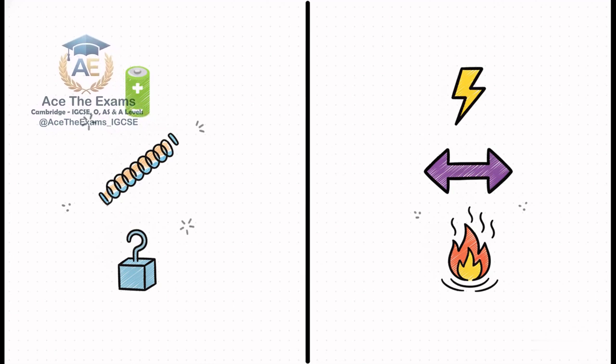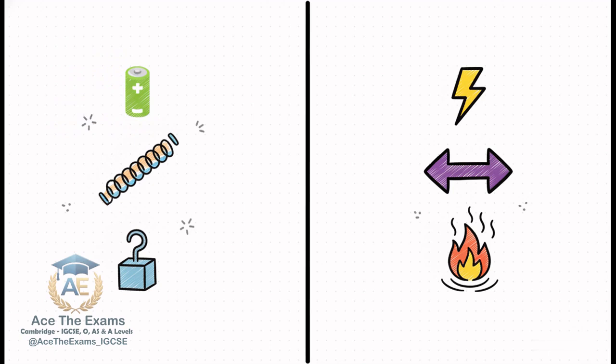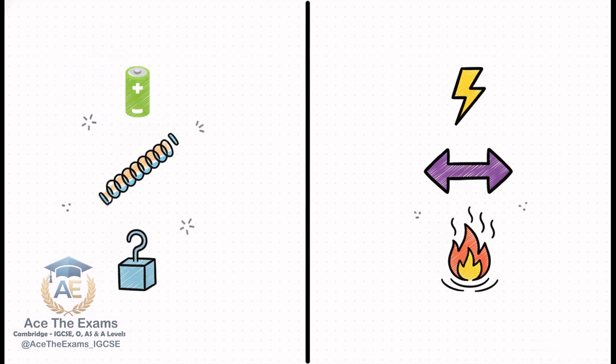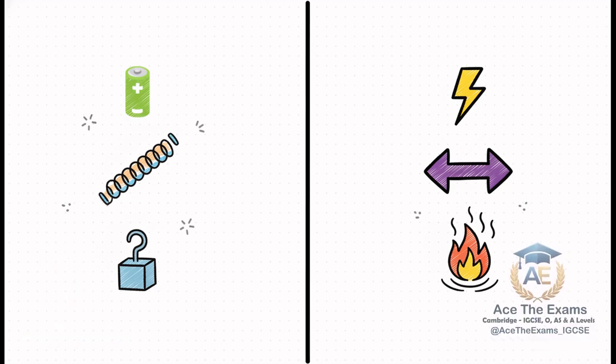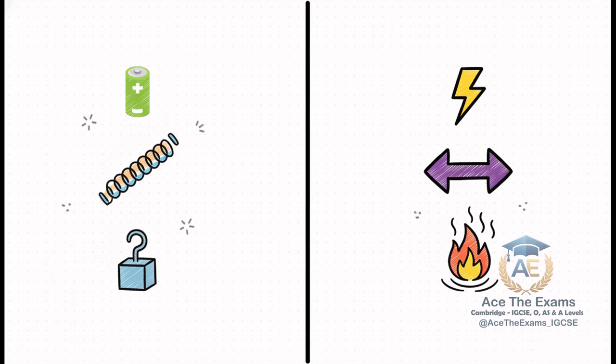Take a really good look at the left side of this slide, energy stores. These are the physical ways energy is kept within a system. You've got kinetic, gravitational potential, chemical, elastic strain, nuclear, electrostatic, and internal thermal.